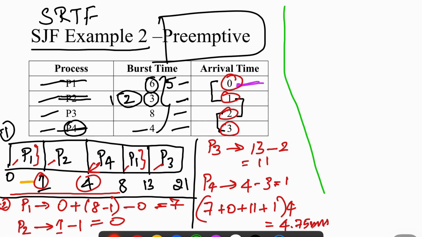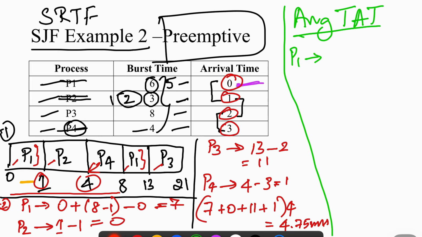Now, once the average waiting time is calculated, I have to calculate the average turnaround time. P1. We know how to calculate the turnaround time: waiting time plus burst time. Burst time of P1 is 6 plus I'll just see what the waiting time is, that is 7. So this becomes 13.